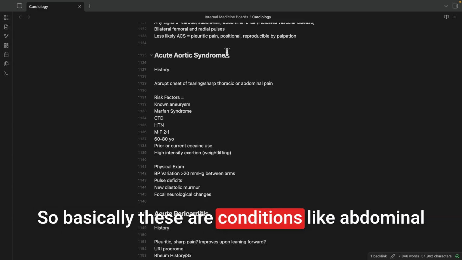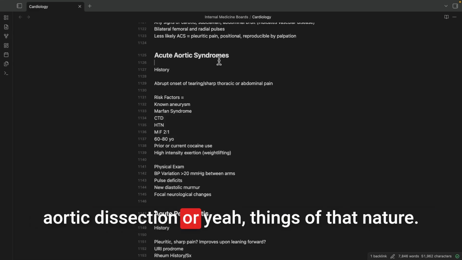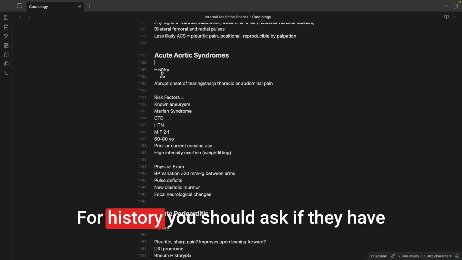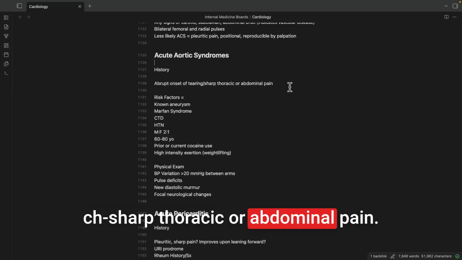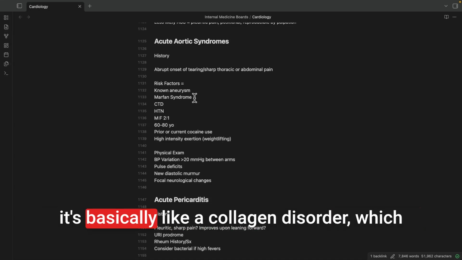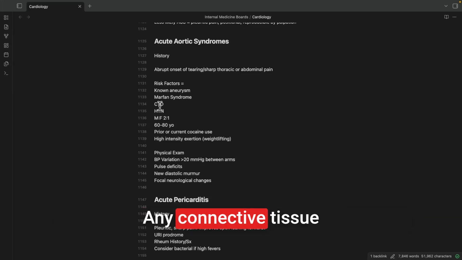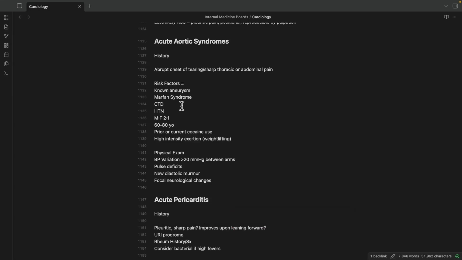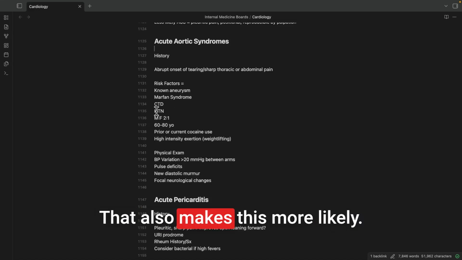So basically, these are conditions like abdominal aortic aneurysm or aortic dissection, things of that nature. For history, you should ask if they have any acute or abrupt onset of tearing or sharp thoracic or abdominal pain. Risk factors that make this more likely: any known aneurysm in their prior medical documentation, or Marfan syndrome, which is basically a collagen disorder that makes aneurysms more likely to form. Any connective tissue disorder like Ehlers-Danlos, and a couple other conditions, Menkes disease and so on, also makes this more likely.